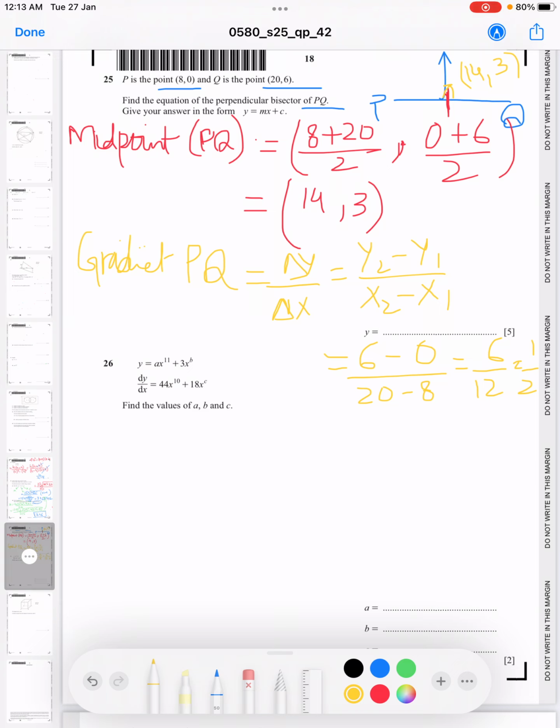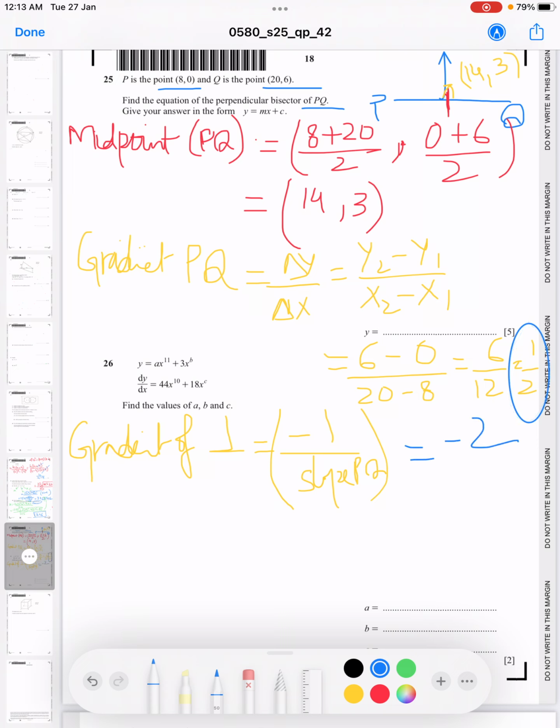This is the gradient of PQ, and when we want to find the gradient of the perpendicular of PQ, it must be equal to the negative of the inverse of the slope of PQ. Means we take the inverse and the negative of this value, so it will give you minus 2. First you inverse it, it will give you 2, and multiply it with minus, so it will give you minus 2.